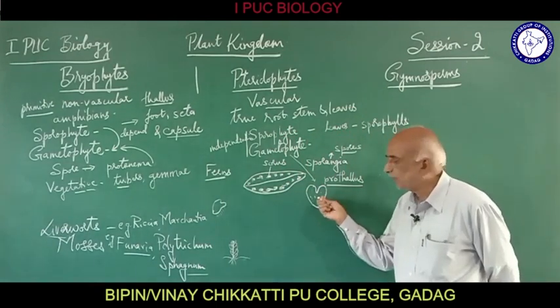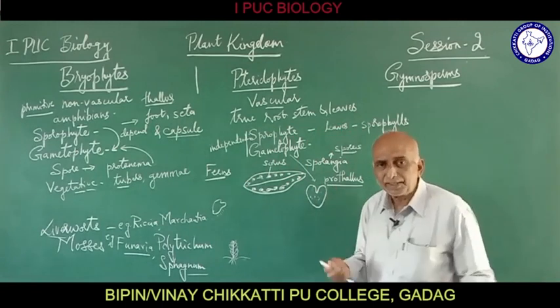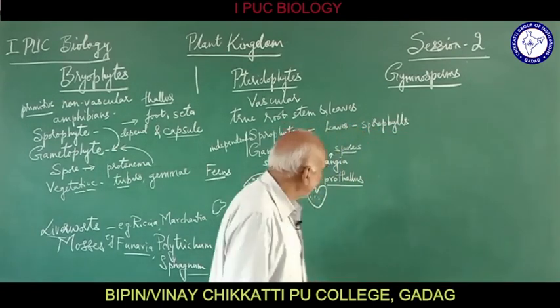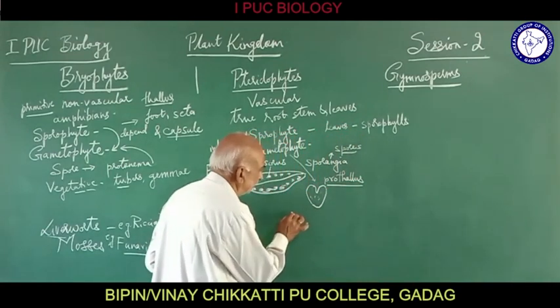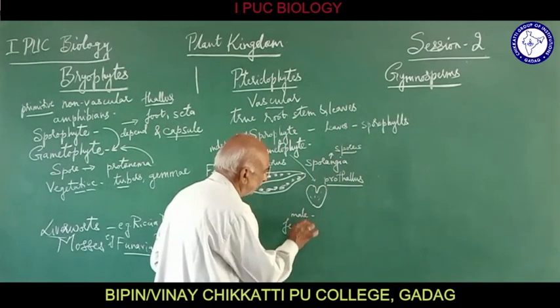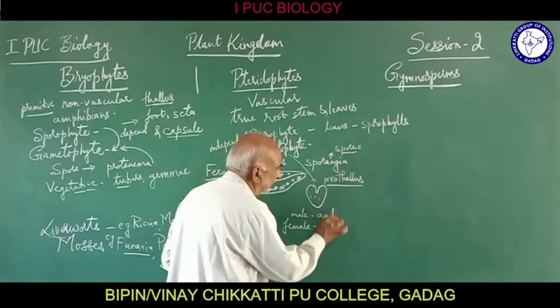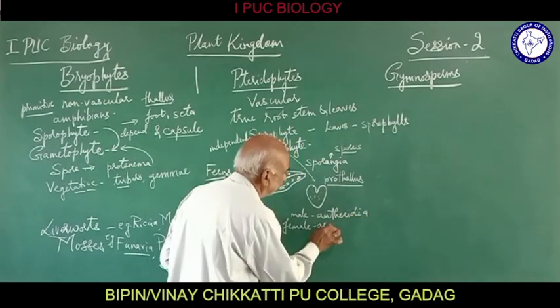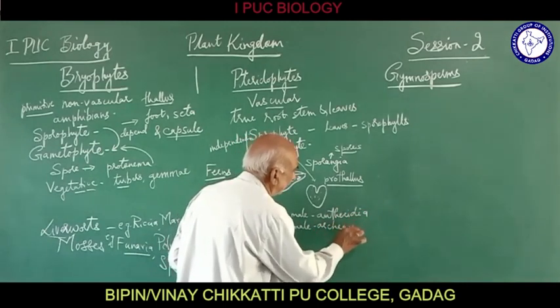Now this gametophyte contains reproductive organs called Antheridia and Archegonia. The male reproductive organs are called the Antheridia, and the female are called the Archegonia.